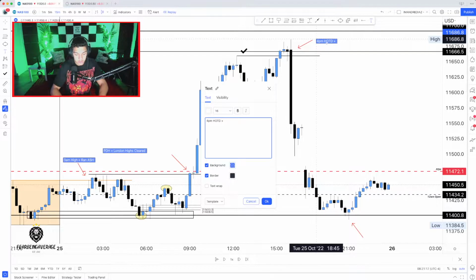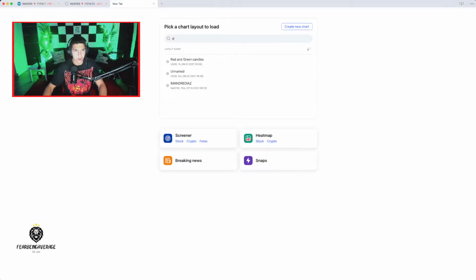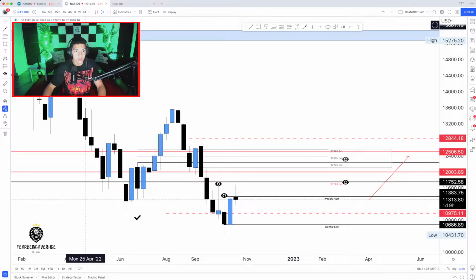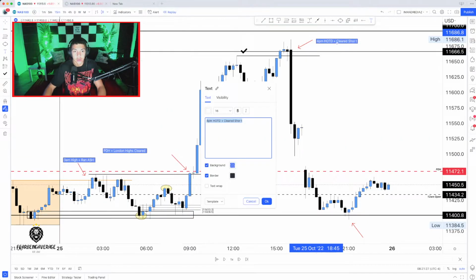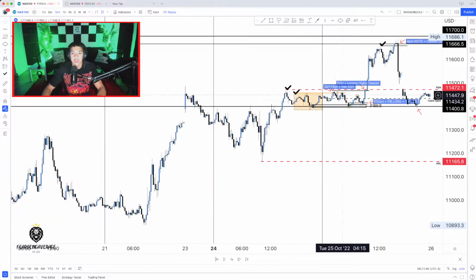After price cleared short-term highs, plus previous day's high. I'm going to say a previous day's high because it's not the previous day's high. Okay. You can see that's what happened there.